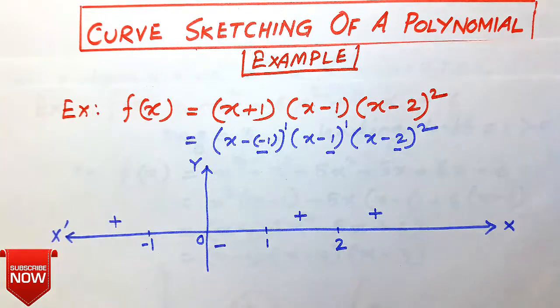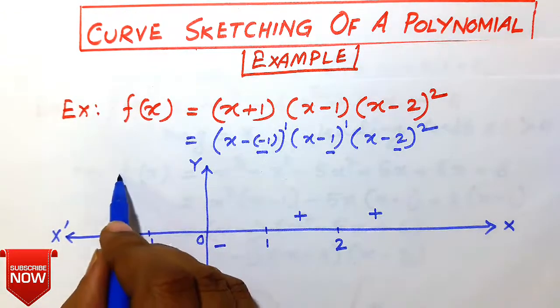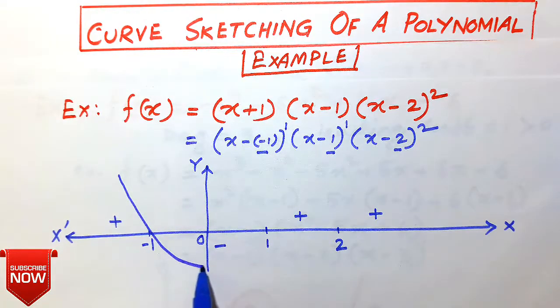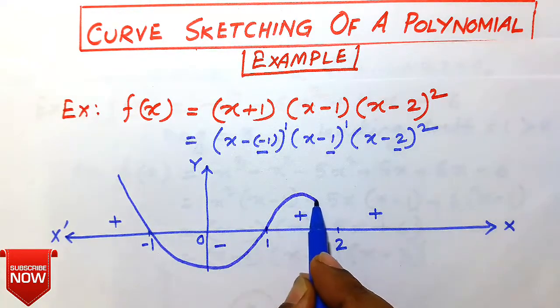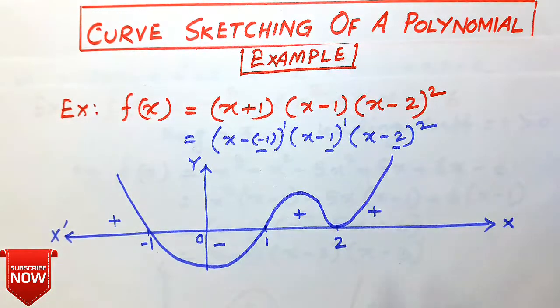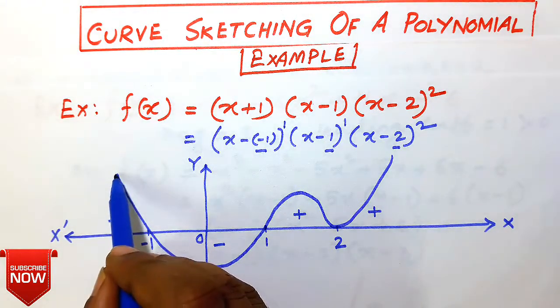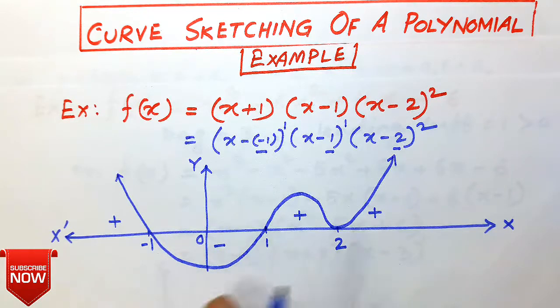So how to draw the curve? First of all, the first end will be on the upward direction. Okay, this direction. It will pass through minus 1, it will go through 1 and touch x is equal to 2 and it will be on the upward direction. So see that the ends of the curve are on the upward direction, and friends, this curve is cutting the x-axis at 3 distinct points, minus 1, 1 and 2.